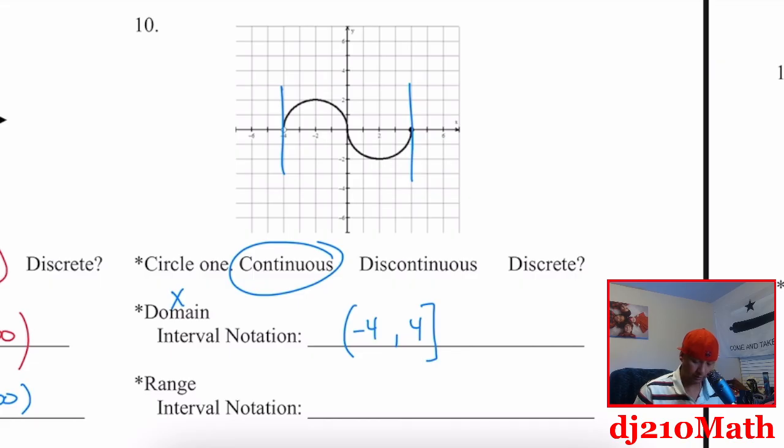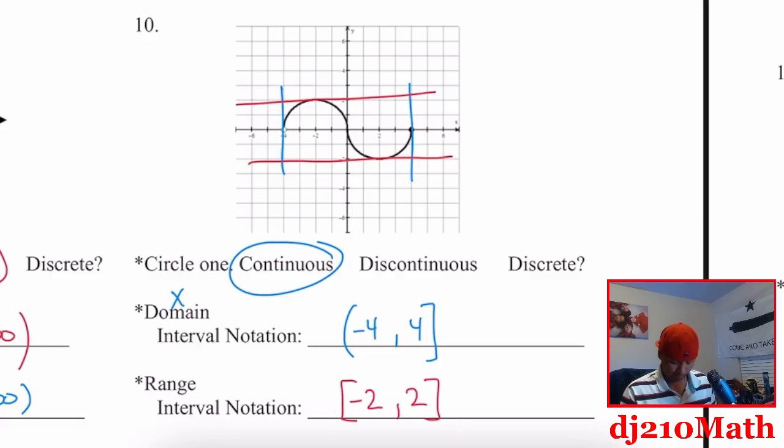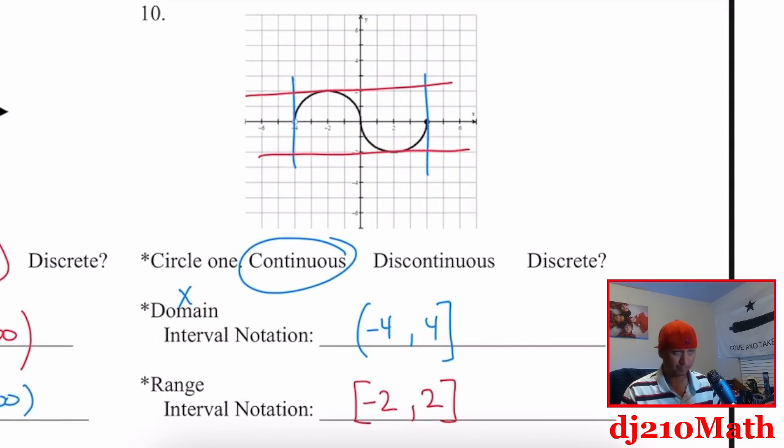For the range, again, this is most bottom to most top. All right, what's the smallest y could be? -2, bracket. And the largest y value used is +2, so bracket. All right, that's halfway.